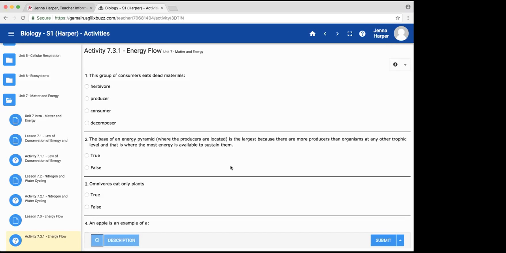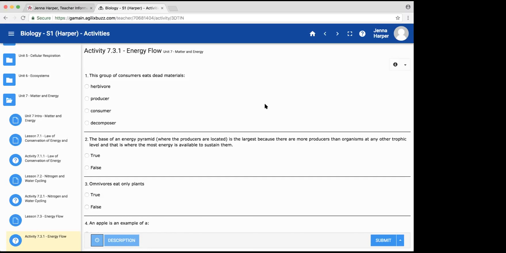Okay, here we go. This group of consumers eats dead material. So which consumer? A consumer is an organism that has to eat for its energy. So which one of these is going to eat dead materials? If you want to chime in or use the chat message, either one works for me. Oh, somebody's chiming in, I think. Let me unmute you. There you go.